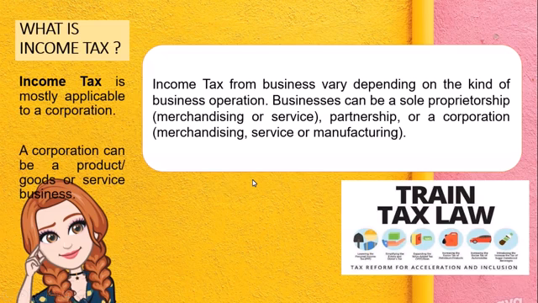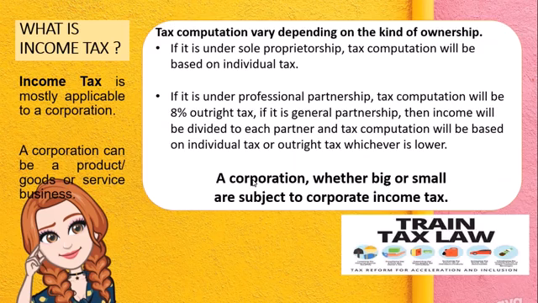So what is income tax? Income tax is mostly applicable to a corporation. A corporation can be a product, goods, or service business. So income tax from business varies depending on the kind of business operation. And businesses can be a sole proprietorship, merchandising or service, a partnership, or a corporation: merchandising, service, or manufacturing.